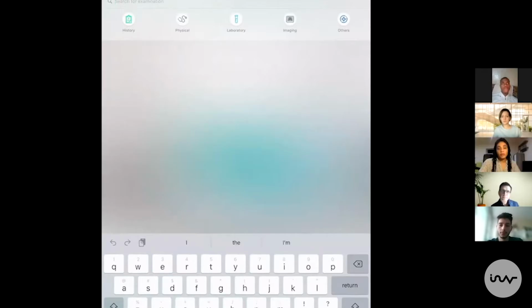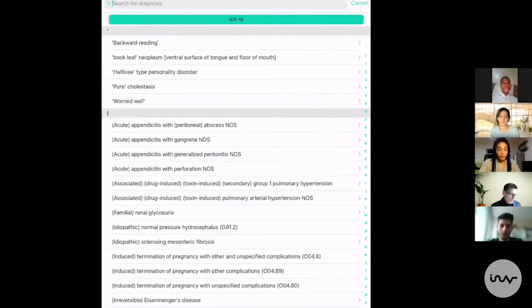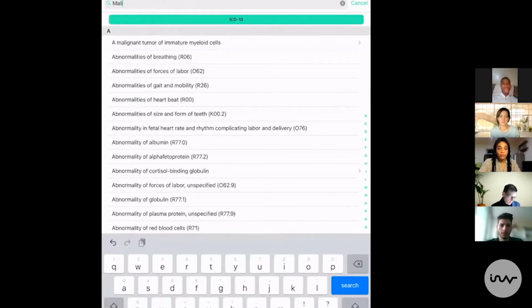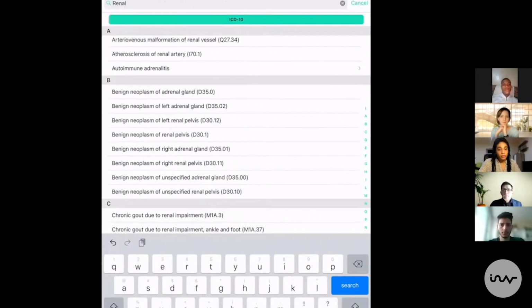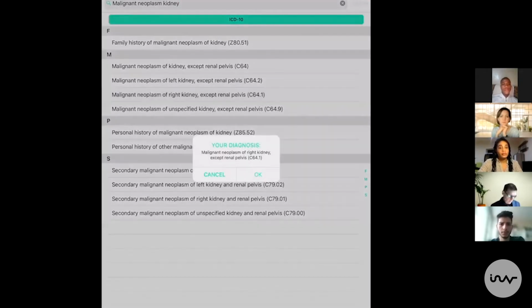I think we have our diagnosis. Yeah, actually the biopsy was very useful. So we look for malignancy. We can check for a malignant neoplasm of the kidney. Yeah, malignant neoplasm of kidney except renal pelvis is C64, and then we have C64.1 and C64.2 for the right or the left kidney. So this was the right kidney, right? Yes, sir, the right kidney. And indeed, the diagnosis is correct.